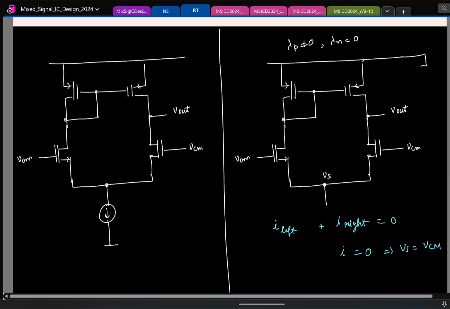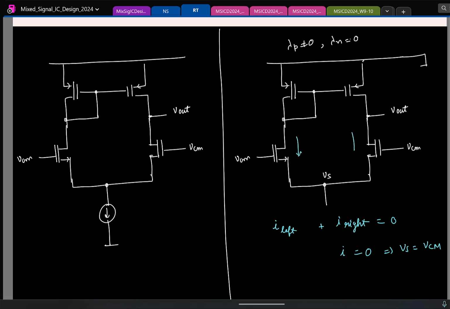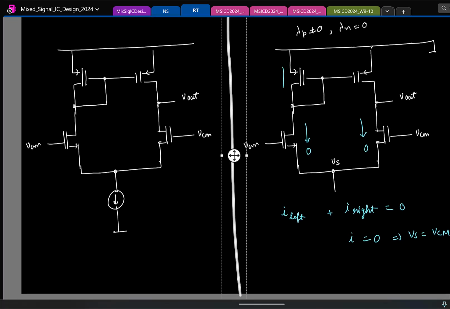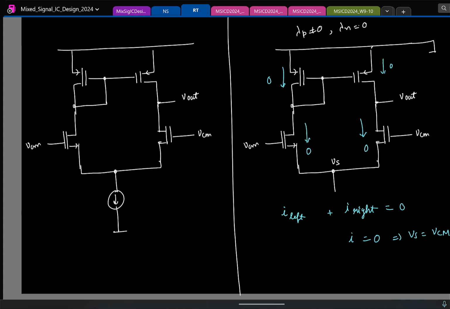So I know the incremental current in the transistors. How much is it? What is the incremental current? 0. So 0 current flows here, 0 current flows here. So what is the small signal output then? 0. 0 current flows, it results in 0 voltage. So what is the common mode gain? How much? 0. Is this clear?